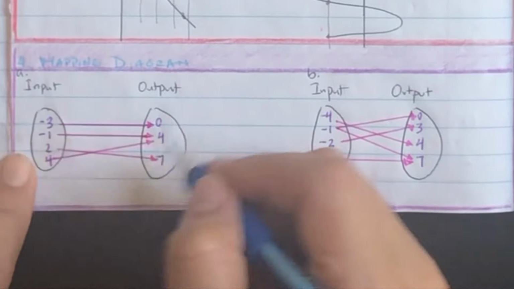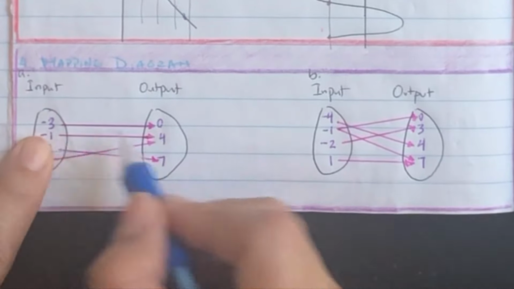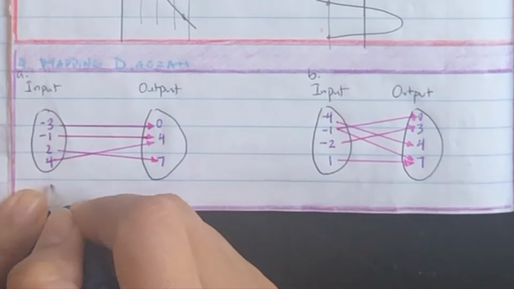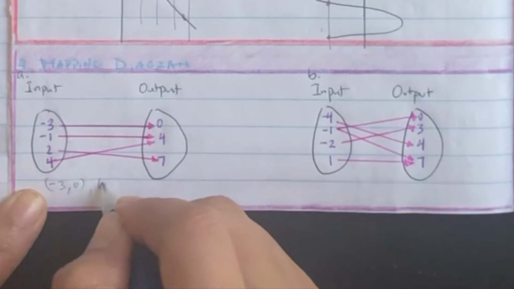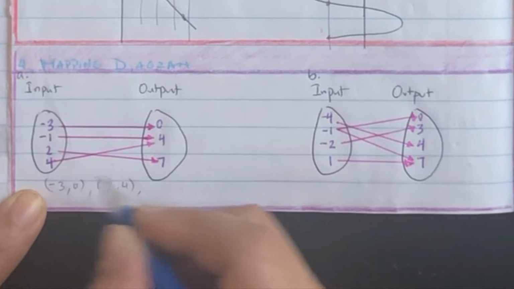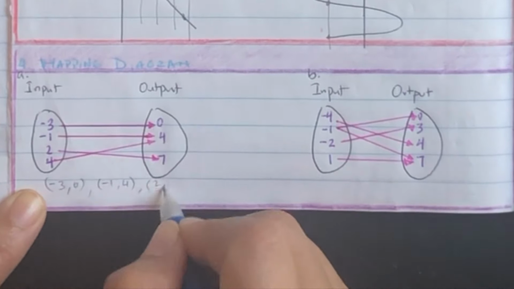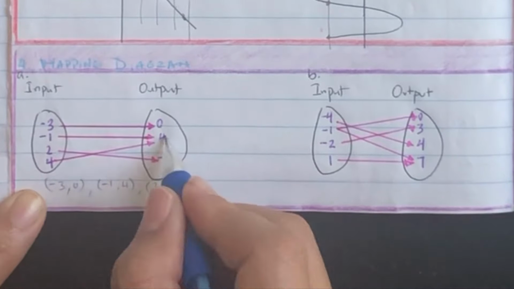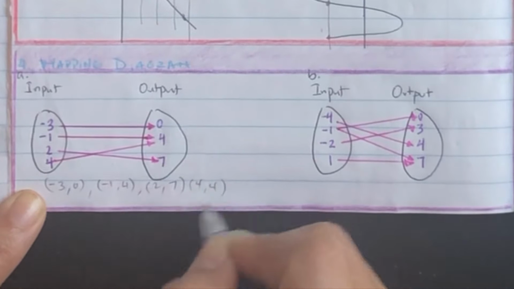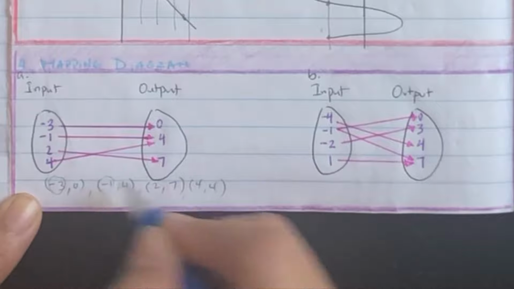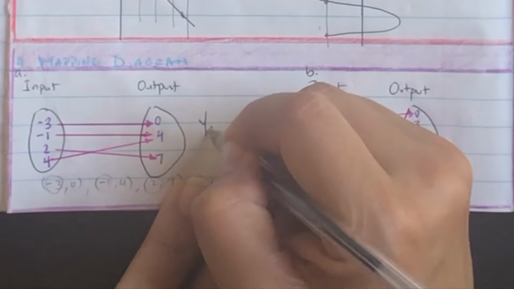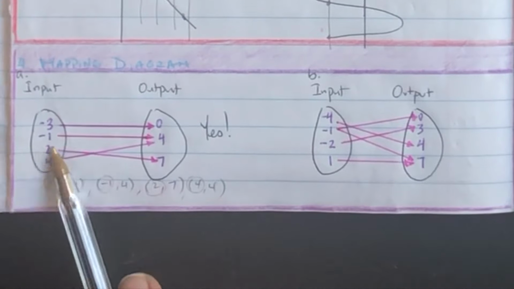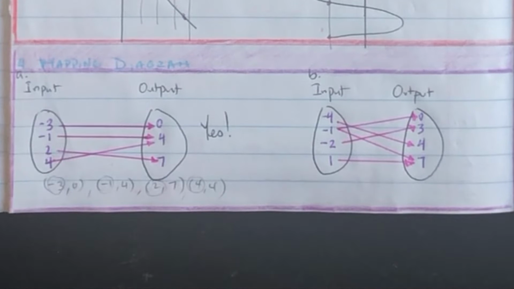So if this is confusing, I can write this out as coordinates. -3 goes to 0, -1 goes to 4, 4 goes to 4. Again, remember you're looking at x. Is it repeating? No, it's not repeating, so this is a function. Basically, you just can't have two x's. But let's look at this example right here.